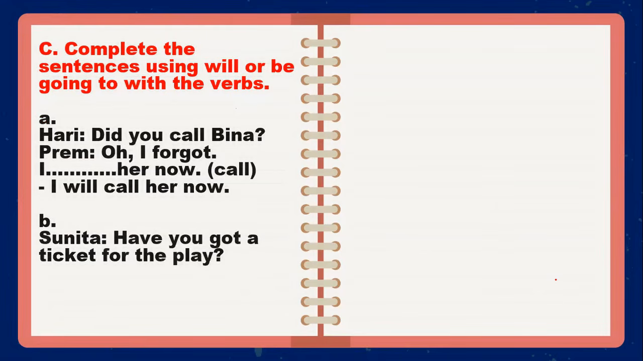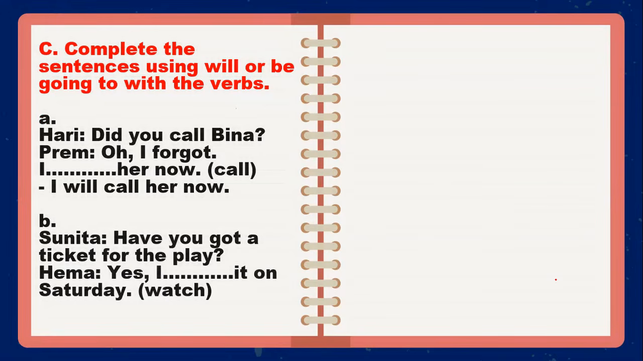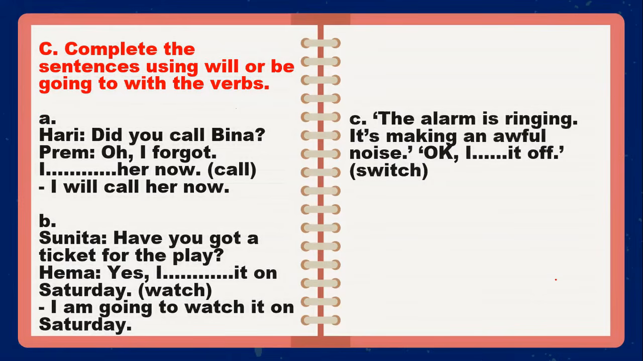B. Sunita says, have you got a ticket for the play? Seema says, yes. भने चाहिँ पहिले टिकट किनिसकेको छ, म हेर्न गइरहेको छु. टिकट किन्यो भने चाहिँ हेर्न नै जान्छ मान्छे त्यो नाटक. So it is something already decided. So going to watch.